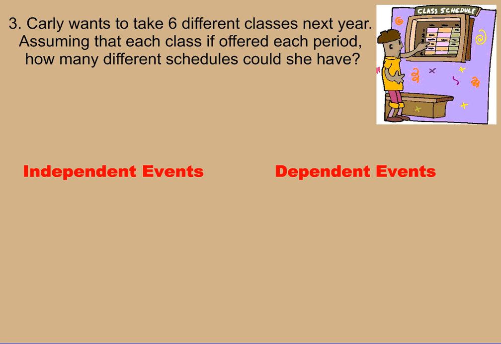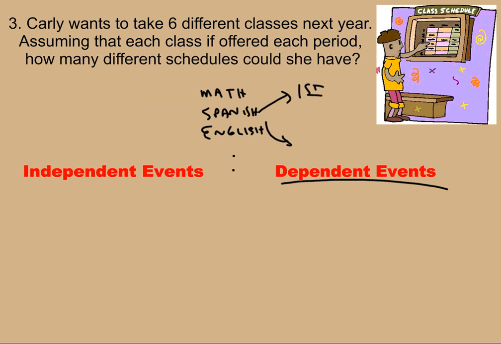So Carly wants to take 6 different classes next year, assuming each class is offered each period. How many different schedules could she have? Well, this one I think is going to be dependent, and I'll explain why. 6 different classes. If she takes 1, does she have to take that 1 anymore? And the answer is no. So, if you're trying to think about, well, I got to take math, and I got to take Spanish, and I got to take English, and I got to take a whole bunch of other ones. Well, if I take Spanish first hour, am I going to sign up for Spanish again later, 5th hour? No. Once I sign up for Spanish, I'm done.